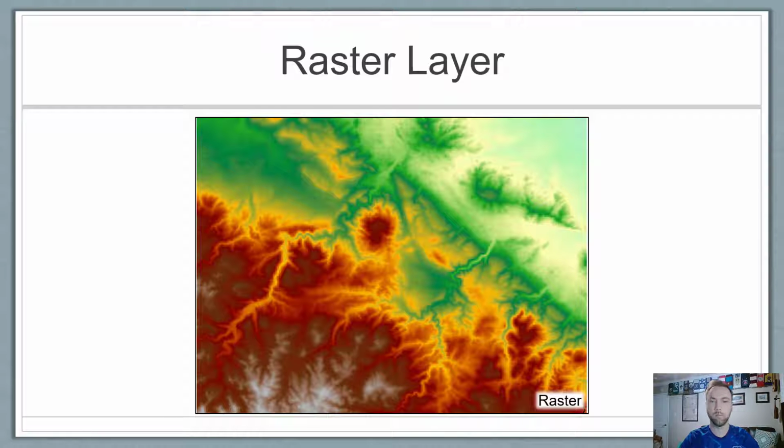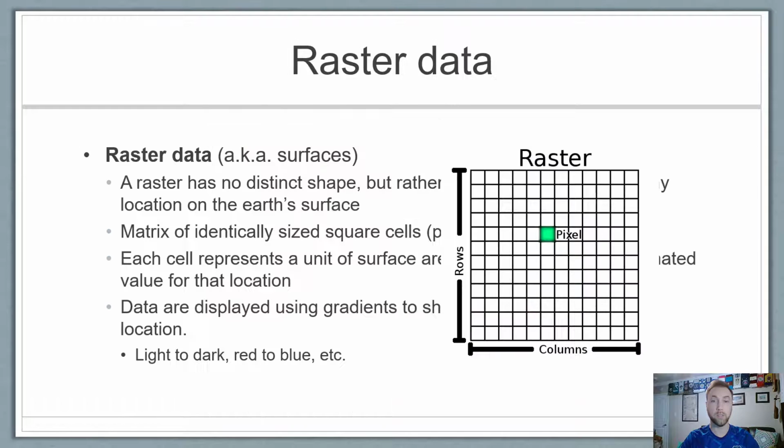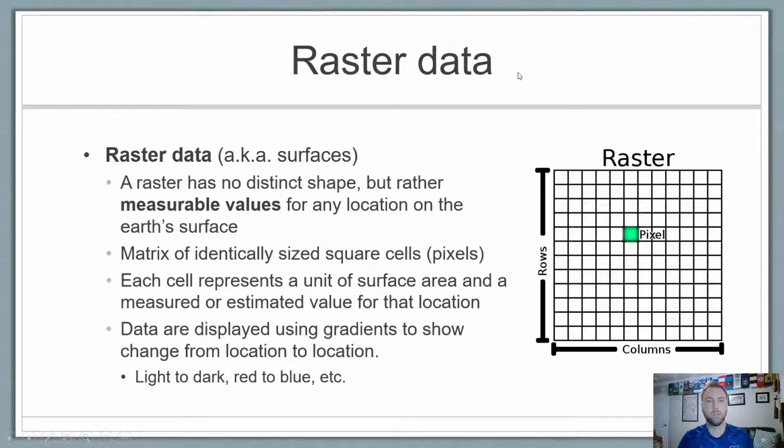This is an example of a raster layer, looking at elevation. So raster data, also known as surfaces. A raster has no distinct shape. It can be rectangular, as the example on the right. It can also follow the shape of any other particular layer it's been clipped to. So you could have a raster the shape of Los Angeles County. You could have a raster in the shape of a circle, square, what have you. They have no distinct shape. What they are is a surface of measurable values, as explained prior to this.